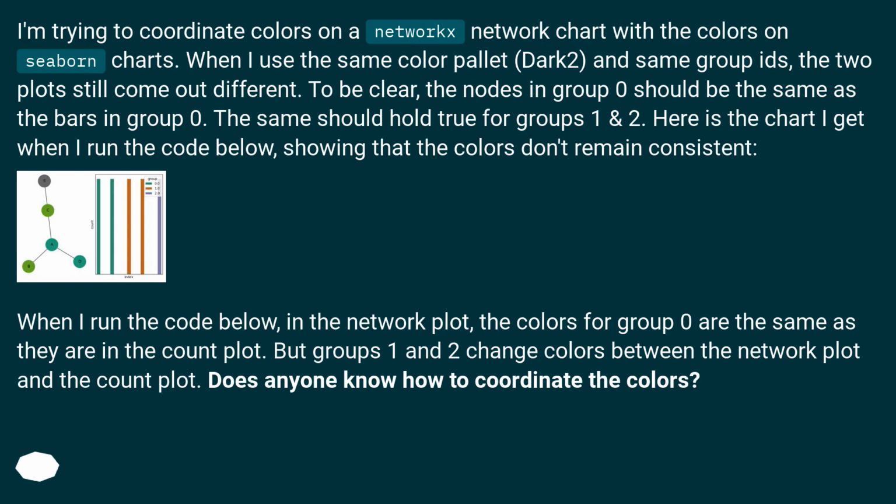When I run the code below, in the network plot, the colors for group 0 are the same as they are in the count plot. But groups 1 and 2 change colors between the network plot and the count plot. Does anyone know how to coordinate the colors?